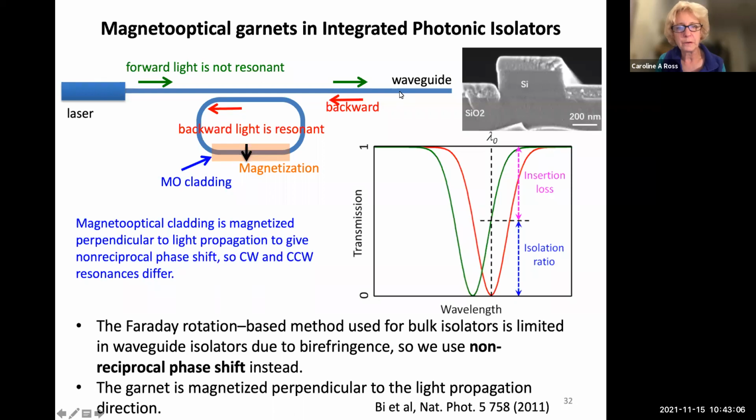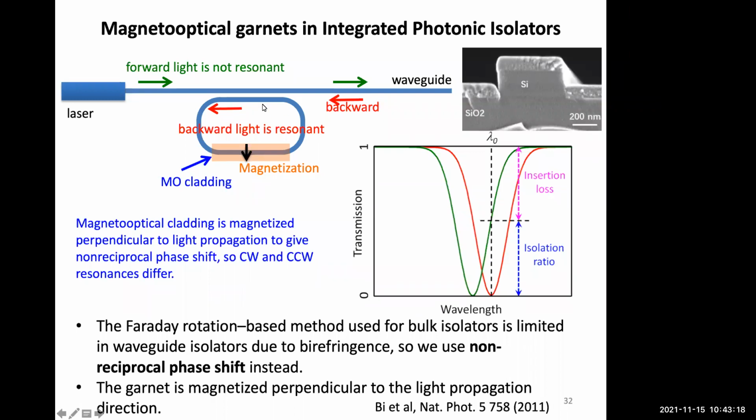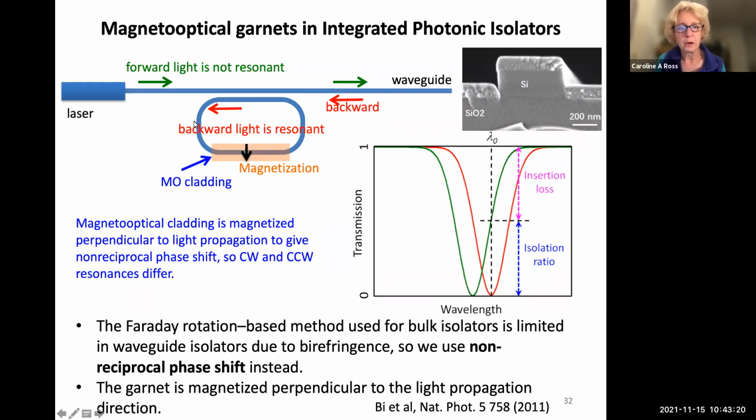So forward light just goes through, but backward light, we need to absorb that, and it gets picked up on the ring. It goes around the ring, and eventually it gets lost. How can this ring have a different resonance for clockwise and for anti-clockwise light? Well, that's because we've put a magneto-optical material on top of it, and we've magnetized it sideways, and that gives us a non-reciprocal phase shift. So that's the basis for making these kind of isolators.